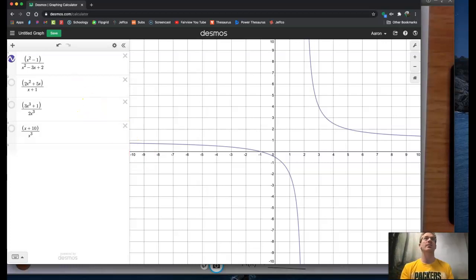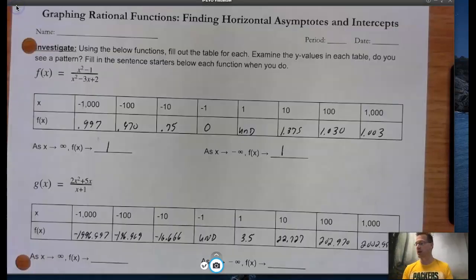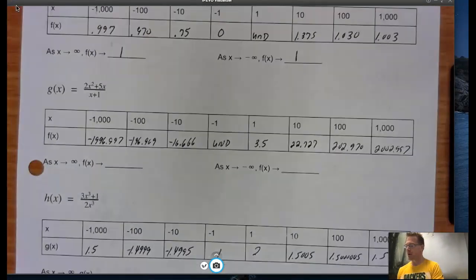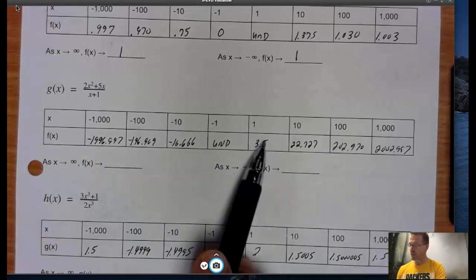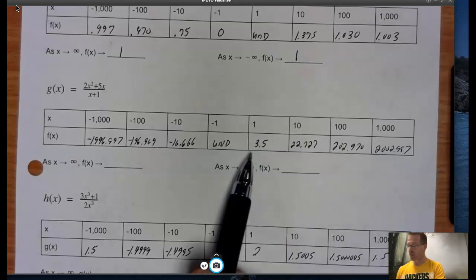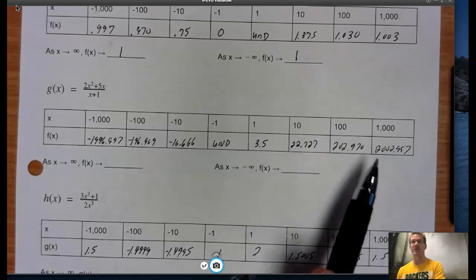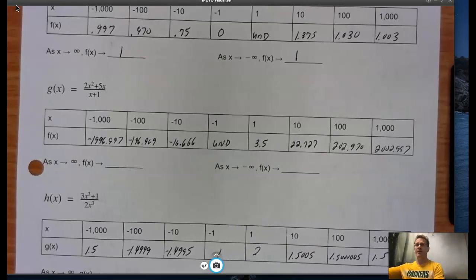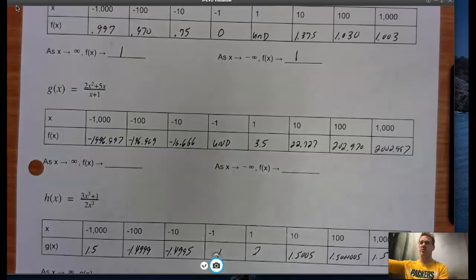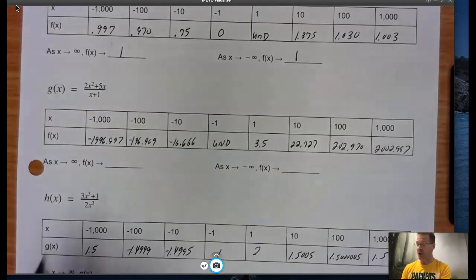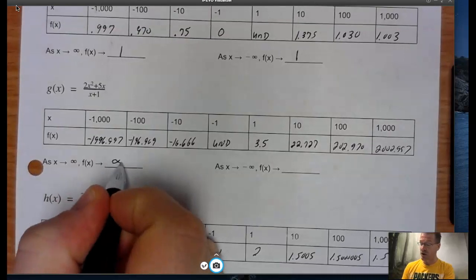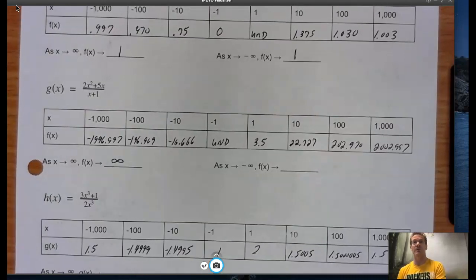So now let's take a look at the next table. Now when I look at this, as x gets really big, 1, 10, 100, 1,000, 3.5, 22, 202, 2,002, it looks like it's going to keep growing, right? Those numbers aren't getting closer and closer to 1 number. They're getting bigger and bigger and bigger. So it looks like maybe our function is going to keep getting bigger and bigger as well.